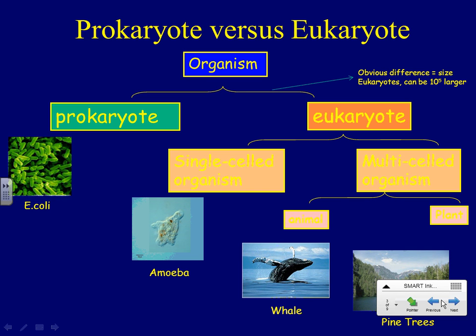It states here that there is a main difference between the prokaryotes and the eukaryotes. Size is the main difference. The eukaryotes can be 10 to the 5 times larger. So the eukaryotes tend to be larger, and the prokaryotes tend to be smaller. So there is a size difference. There are other obvious differences, and I'm going to make you write them down in a moment.